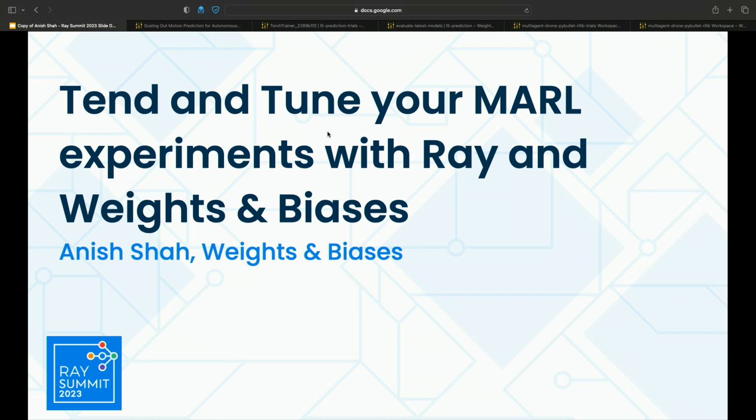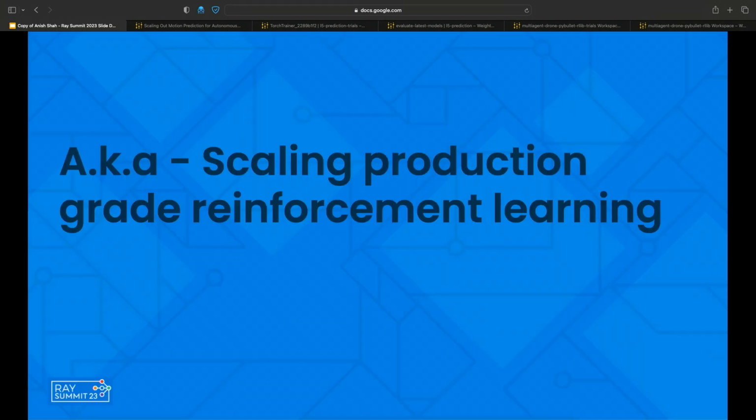Today we'll be talking about how to tend and tune your multi-agent reinforcement learning experiments with Ray and Weights and Biases. Another way to give that name is scaling production-grade reinforcement learning.